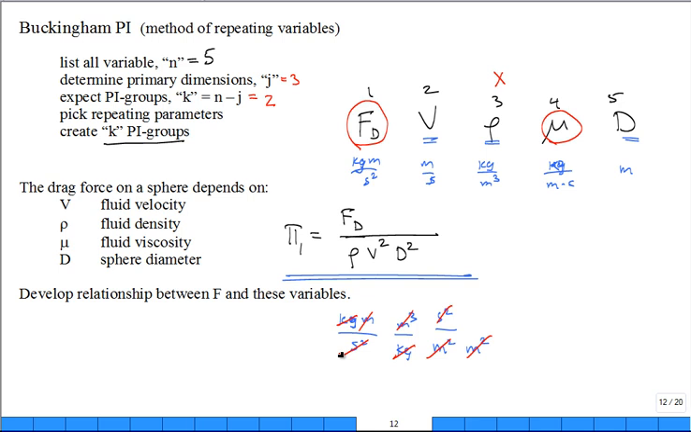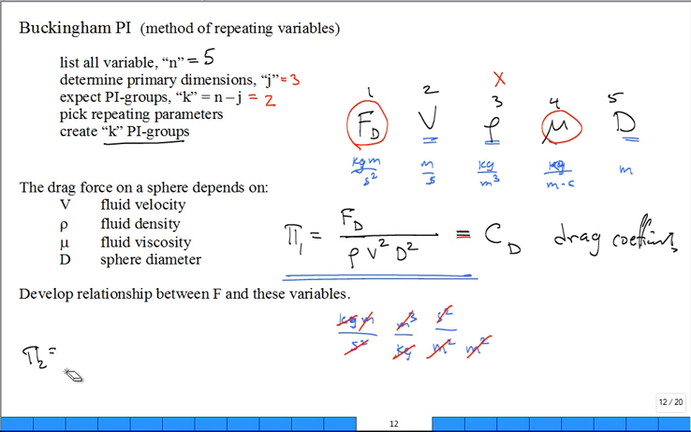Here it is. You know that dimensionless pi group is so often found in engineering that they give it a name. They give it a symbol, not just pi 1. They give it a name and a symbol, C sub D, the drag coefficient. Drag coefficient. Okay? Drag coefficient. Let's get the other pi group. Let's get the second one, pi 2.